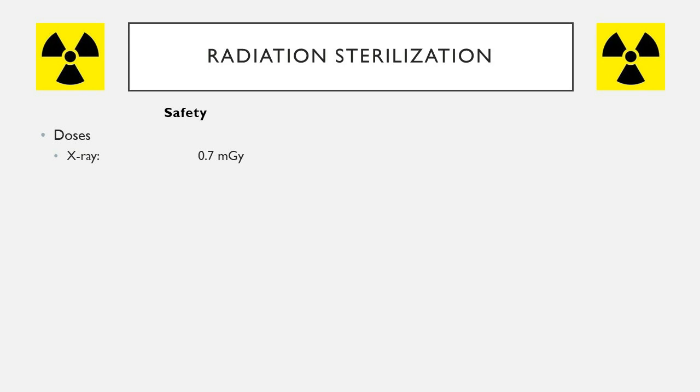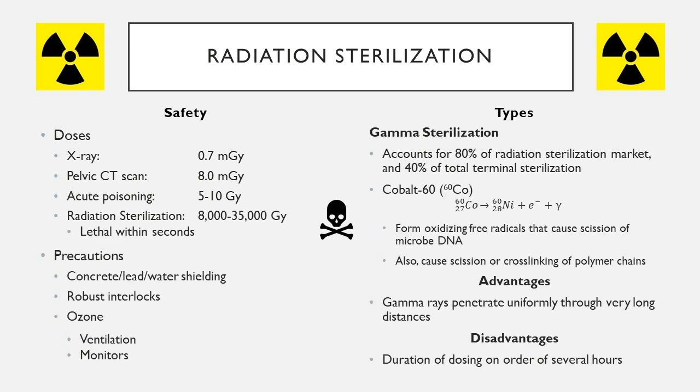For instance, a typical X-ray gives a dose of about 0.7 milligrays. A pelvic CT scan is about an order of magnitude higher at 8 milligrays. Then we start seeing the first symptoms of acute radiation poisoning a few orders of magnitude above that in the 5 to 10 gray dosage. Devices that receive radiation sterilization undergo doses of around 8 to 35,000 grays. So if you're keeping count, that's almost 6 or 7 orders of magnitude higher than a relatively high dose of a pelvic CT scan. So this is literally lethal within seconds.